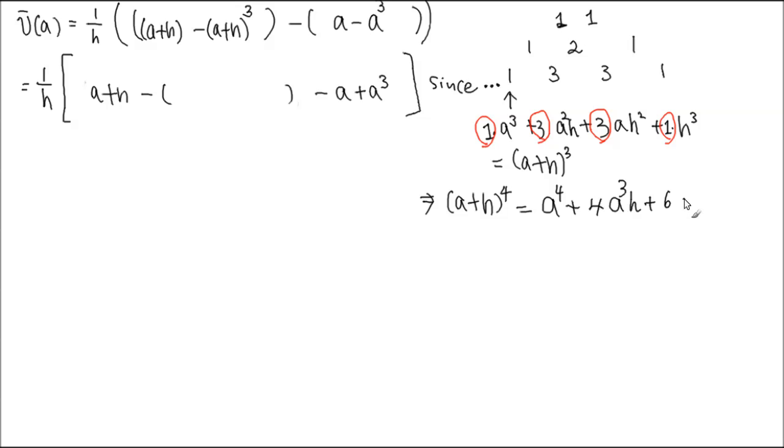But what about the power of a? It goes down. h is raised again. And what was the next coefficient? 4 again. What about the power of h? The power of a goes down, and the power of h goes up to 3. What is the last coefficient? Always 1. And that brings in h to the fourth. That is actually the result of a plus h raised to the fourth.